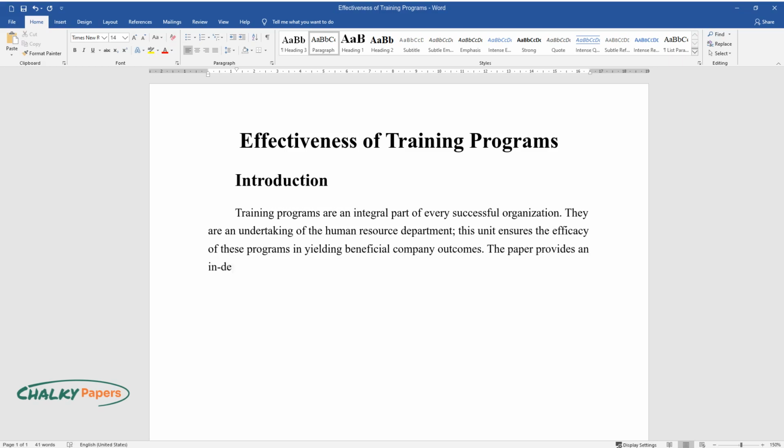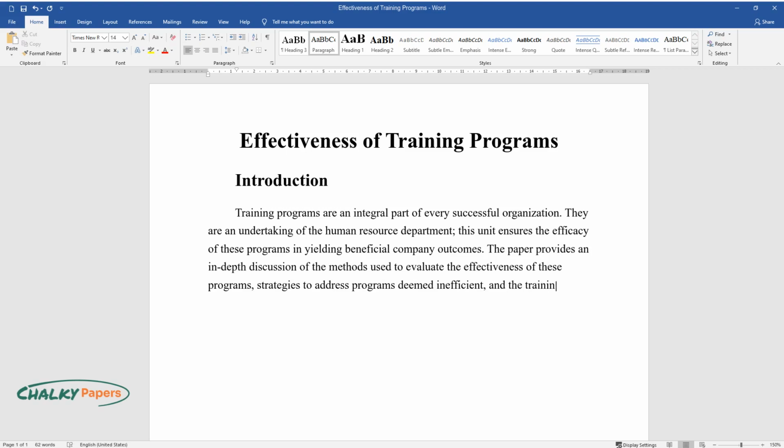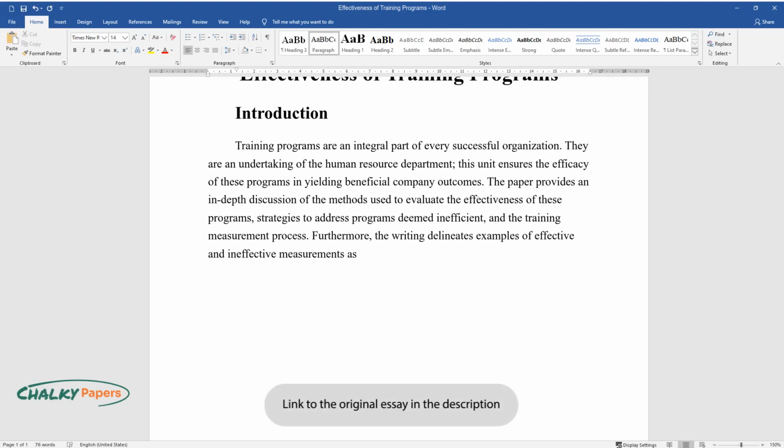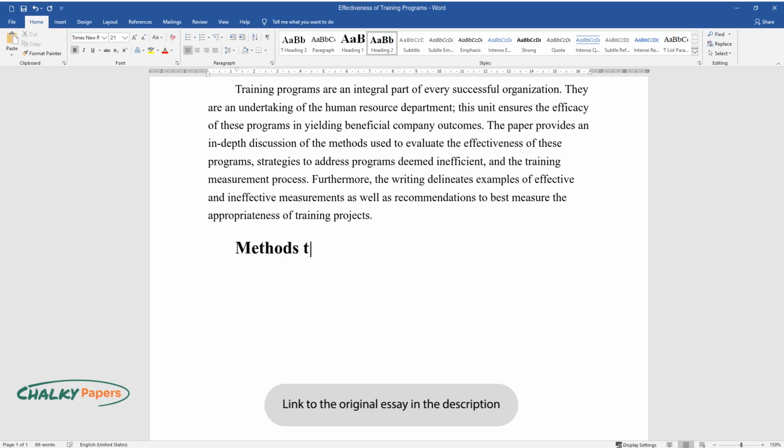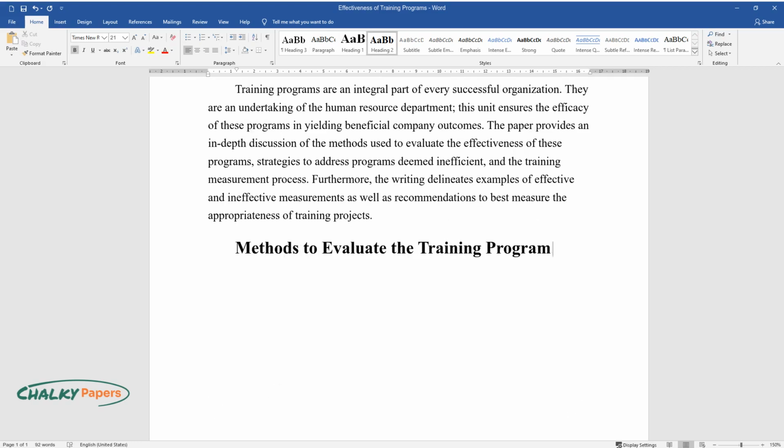The paper provides an in-depth discussion of the methods used to evaluate the effectiveness of these programs, strategies to address programs deemed inefficient, and the training measurement process. Furthermore, the writing delineates examples of effective and ineffective measurements as well as recommendations to best measure the appropriateness of training projects. Methods to evaluate the training program's effectiveness.